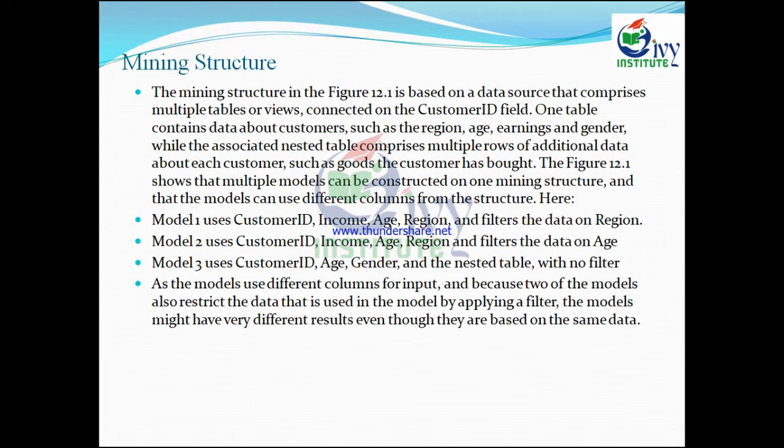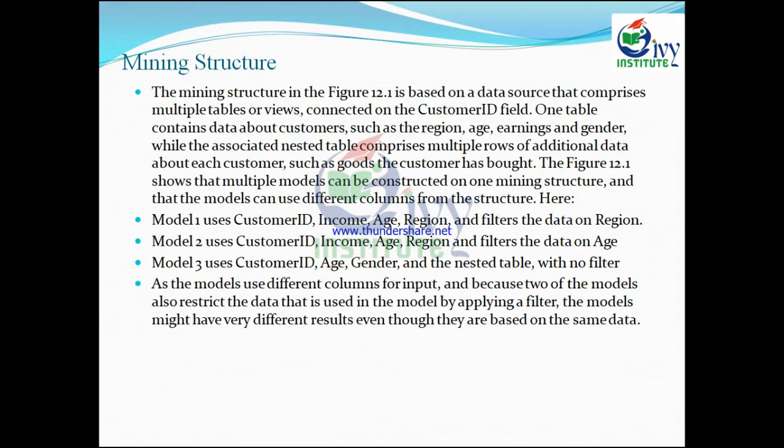So the mining structure, as we saw in the figure, is based on a data source that comprises multiple tables and views that are connected by the customer ID field. One table contains data about the customer such as region, age, earnings and gender, while the associated nested table contains multiple rows and additional data for each customer, such as goods the customer has bought.